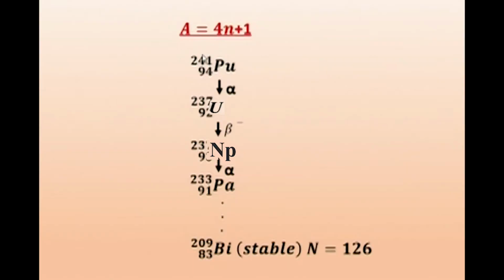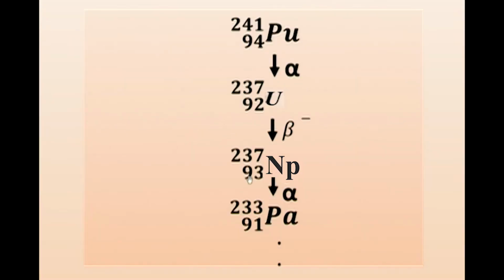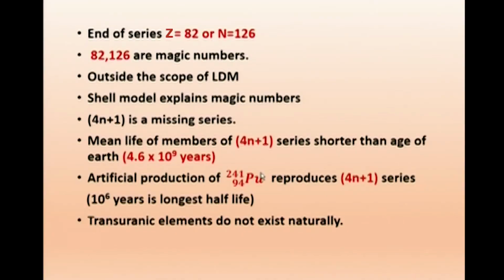So, they produced this and found that it is able to give all these elements, namely plutonium 241 gives a daughter uranium 237, and then you get neptunium. Neptunium is also a missing series because all of them have a shorter life. Then Pa and so on. So, they are able to reproduce all this from artificial bombardment. The artificial production of Pu 241 reproduces the 4n plus 1 series, and here the life is 10 power 6 years. That is the longest one among the elements we consider. Some of them are much smaller.